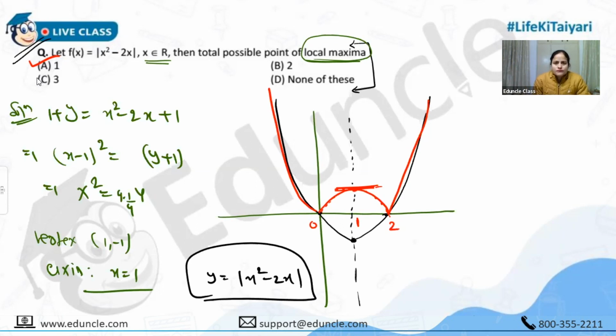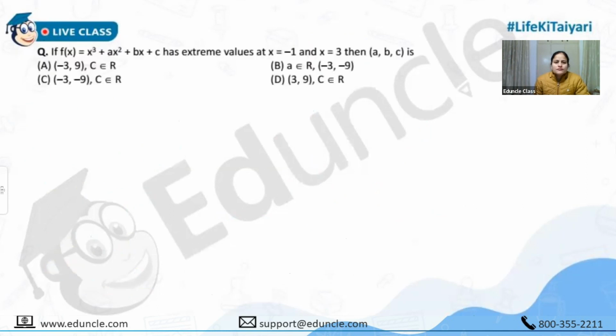Okay, let's move to another question. f of x is this cubic, and it has extreme values. Extreme means either maxima or minima. So it has extreme values at x equal to minus 1 and at x equal to 3, and we need to find the values of a, b, c.